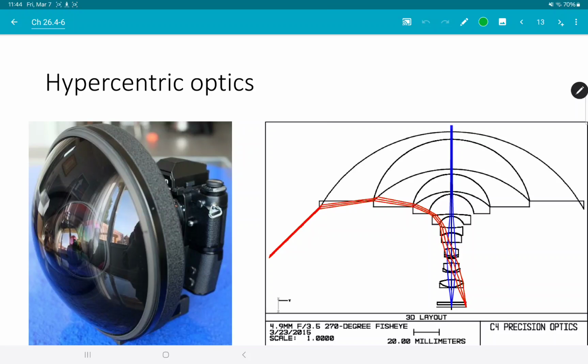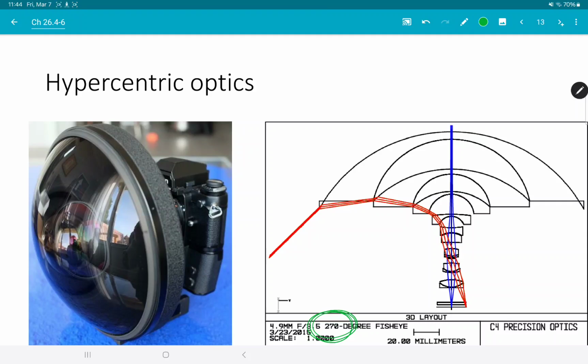But if you look at, so this image was taken from, I think, a patent application that I found. I was like, this actually shows how these things work. So I stole it. But this is what's called a 270-degree fisheye.